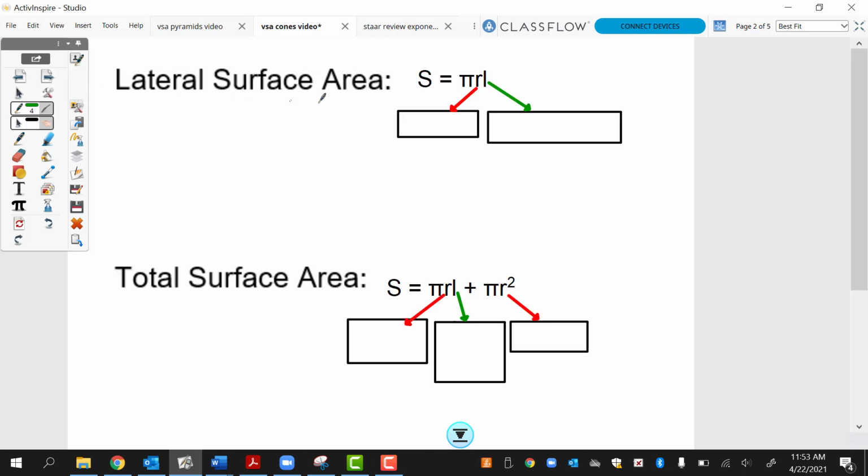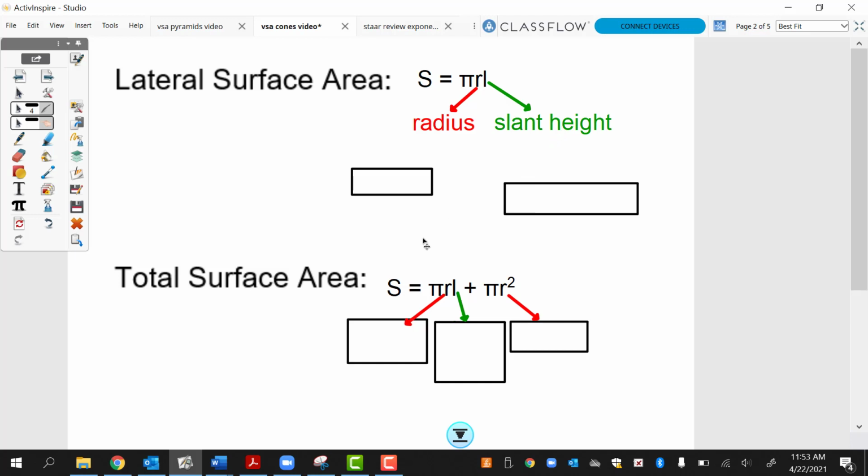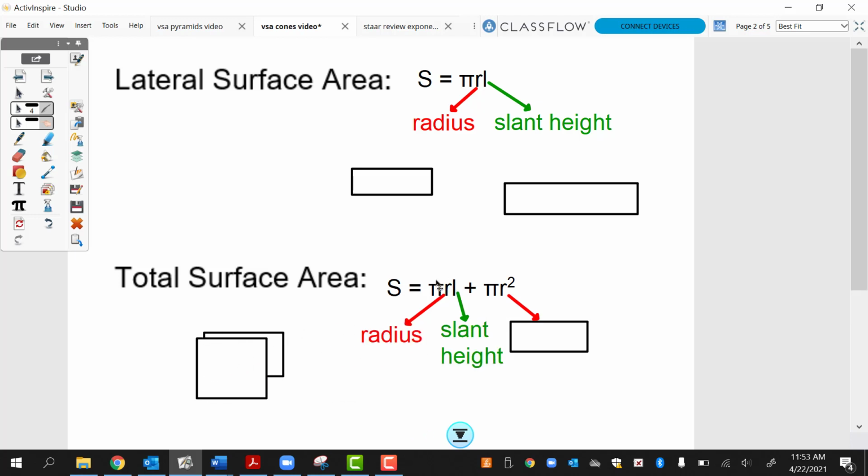So here we go. Let's talk about it. So lateral surface area, our formula is S equals pi R L. So we know pi is just pi, but R is the radius. That's coming from the base. L, that's the slant height. That's what we just learned about. Total surface area, pi R L plus pi R squared. So R is still the radius, L is still the slant height. This part right here is the same as lateral surface area. And then pi R squared, R is just radius. So this is pretty straightforward. You're just plugging in numbers from the cone. You don't have to figure anything out.